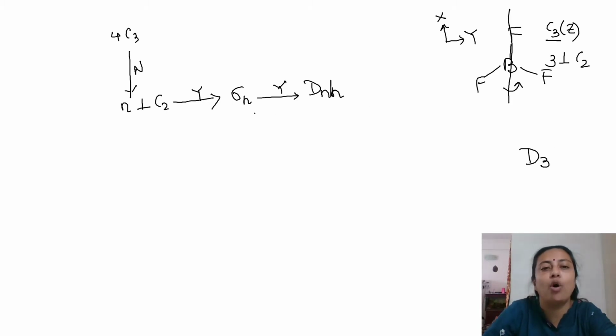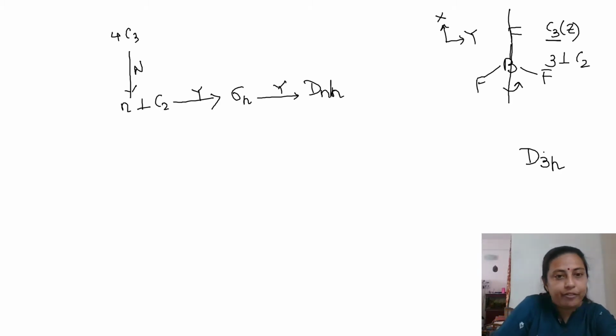Now we have to look for sigma h, that is the horizontal plane. My C3 is along the z axis, but there is a horizontal plane, which is the molecular plane itself, that would produce the identical structure. Hence the molecule is having one sigma horizontal plane, so the point group should be D3h. Now if there is no perpendicular C2, then look for S2n. If yes, it would be S2n.